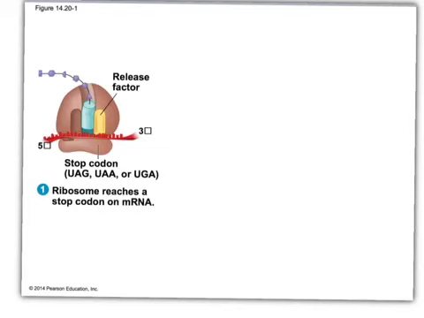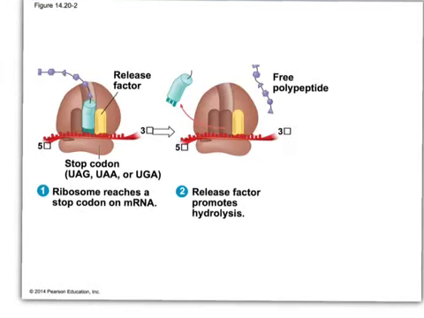Here's the stop codon, UAG, UAA, or UGA. All right? It doesn't code for an amino acid, so a tRNA doesn't bind there. Instead, this protein binds there. The release factor then is the addition of water. All right? What is not happening here? It's not moving over. There's no translocation. Right? It can't move over.